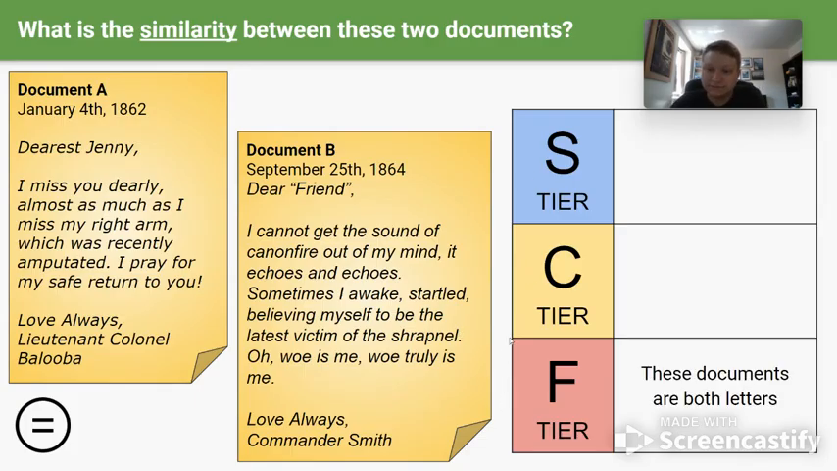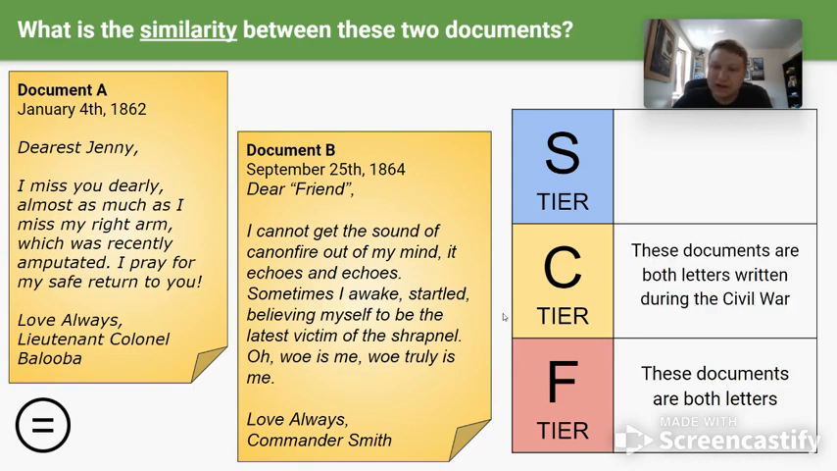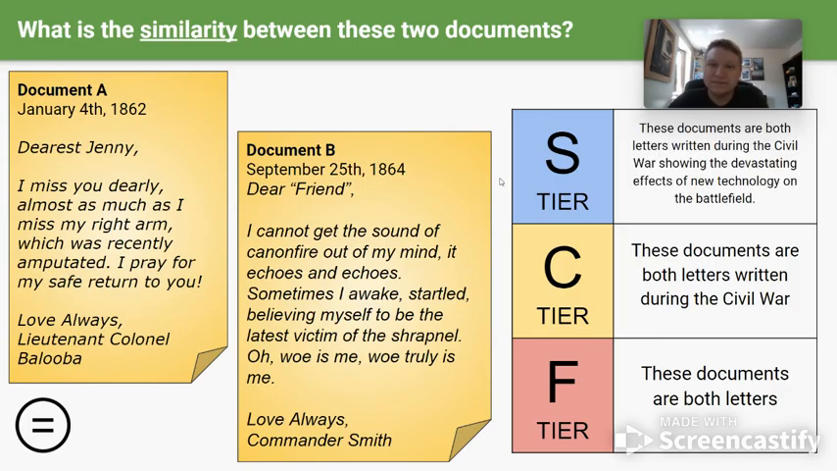In our F tier, these documents are both letters. Duh, right? That's not enough. Our C tier, these documents are both letters written during the Civil War. Okay, so the years line up. Sure, but let's see our S tier, the thing that's really going to get us our points. These documents are both letters written during the Civil War, showing the devastating effects of new technology on the battlefield. So these documents both show something specific about the event, not just that these documents are both about the same event.